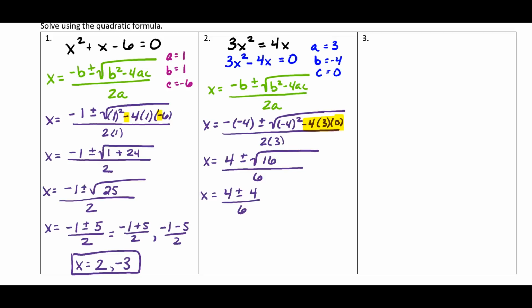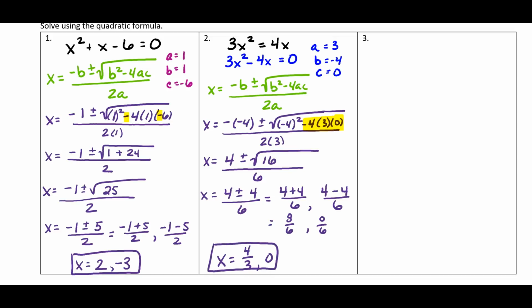So again, remember, this really means 4 plus 4 over 6 and 4 minus 4 over 6. So this is two separate equations. So we end up with 8 over 6 and 0 over 6. So now we just have to simplify. So x equals 4/3 is our first fraction, or 1 1/3. And then 0 divided by 6 is 0.